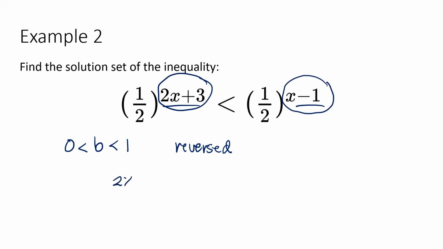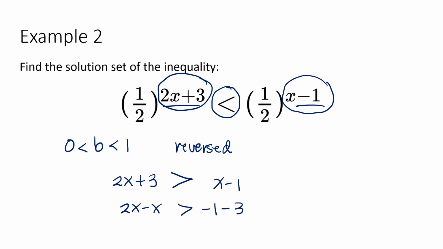So 2x plus 3 in relation to x minus 1, the inequality will be reversed. So from less than, it will become greater than. And from here, all you have to do is to solve the new inequality. So this is 2x minus x greater than negative 1 minus 3. X is greater than negative 4. So this is the solution set of this inequality.